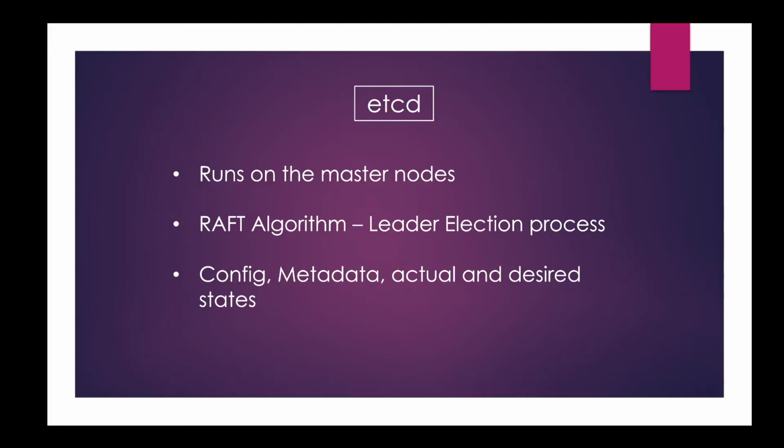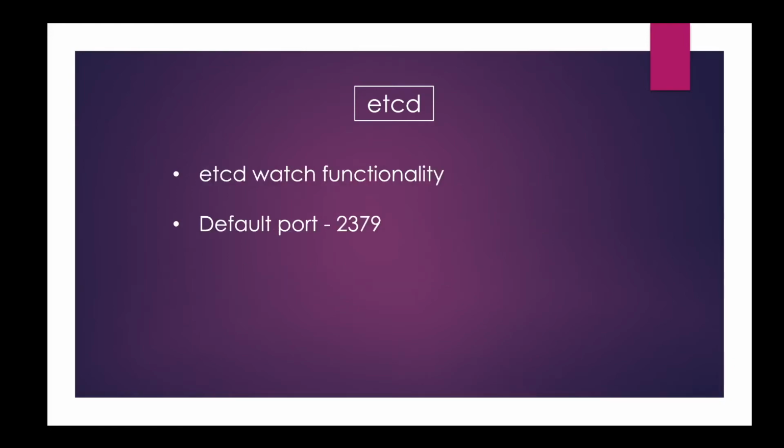And what does Kubernetes store in this database? It stores the configuration data, like the YAML data that we input to Kubernetes using kubectl commands. Then metadata, it's just data about data. I believe that includes labels and annotations, and it also stores the actual and desired states of Kubernetes objects like pods.